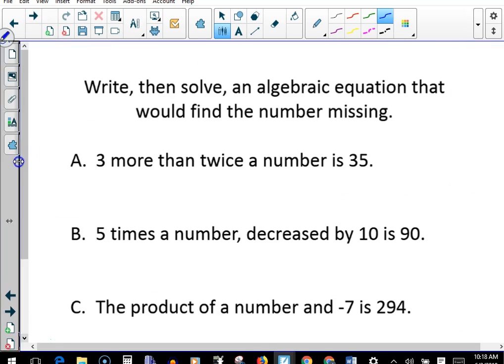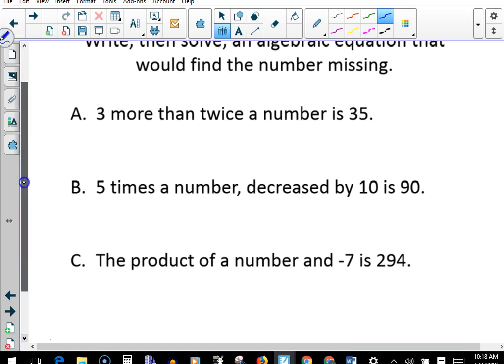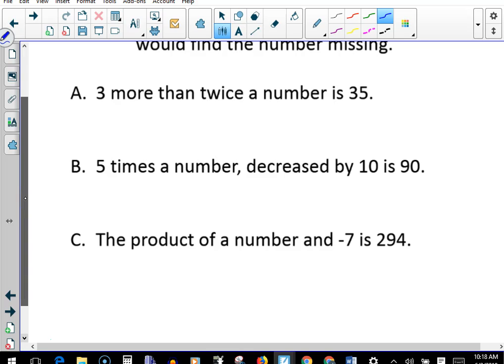Okay, now we're just translating a little bit. Practice. Okay? So watch how easy this is. We're going to translate like we talked about before, word for word. 3, that was tough. More than, plus, twice a number. We usually pick X, right? Twice a number is 35. That's it. That's how easy it is. Word for word.